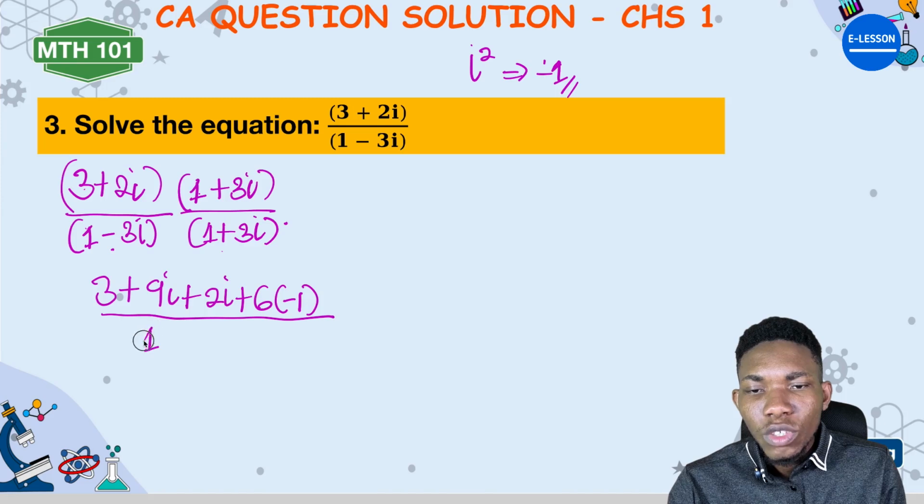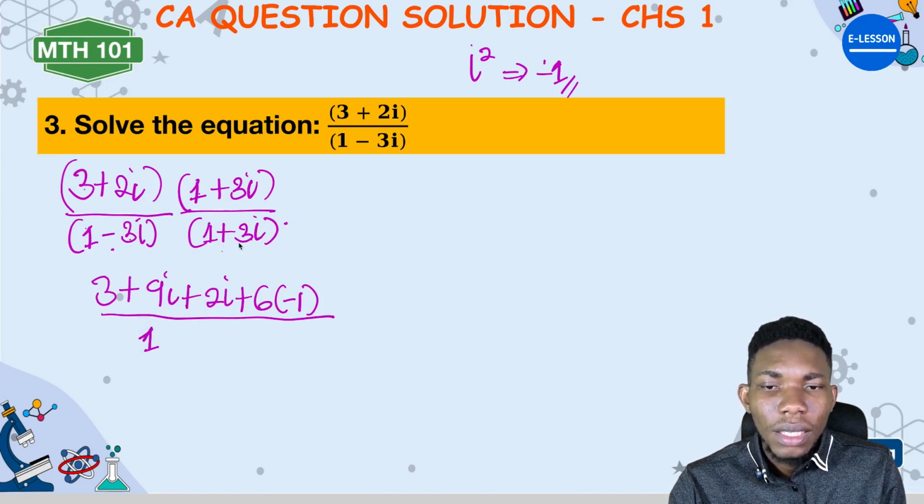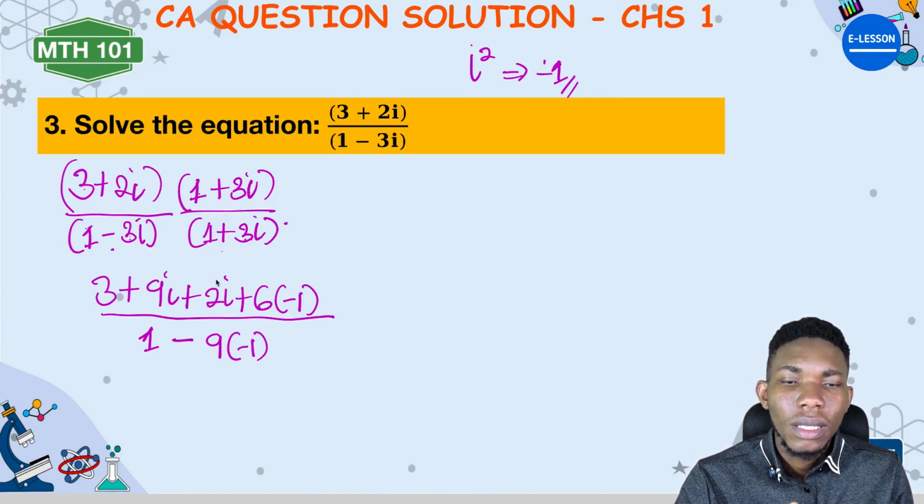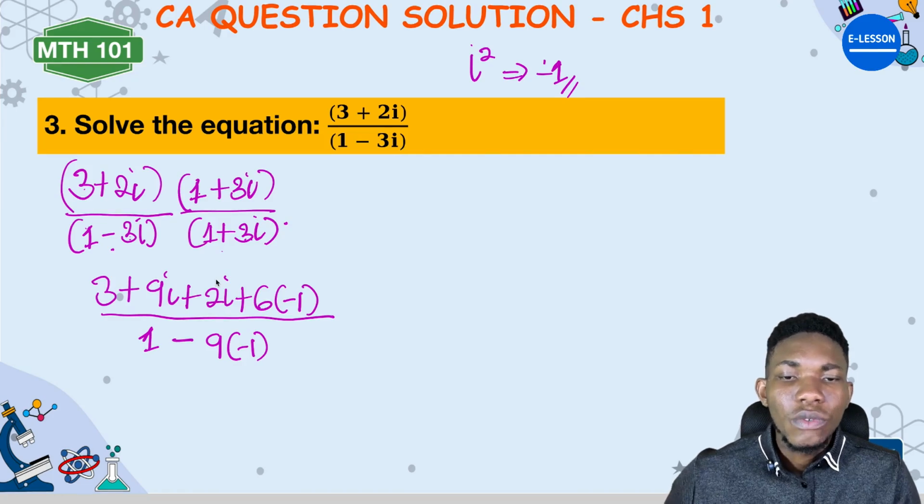1 multiplied by 1 will give us what? 1. Then use this 3 to multiply what you have here. Plus times minus will give us minus. 3 times 3 will give us what? 9. i times i will give us what? Minus 1. So this is what you are going to get for this one. It's called difference of two squares. Is that okay?